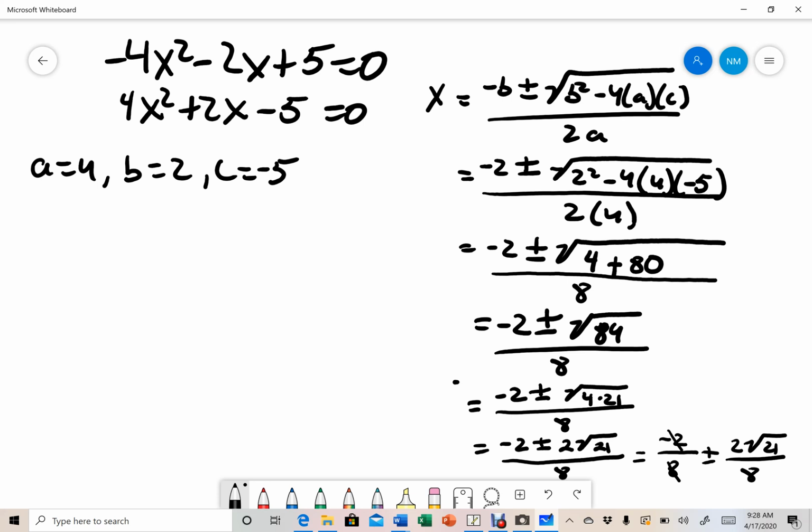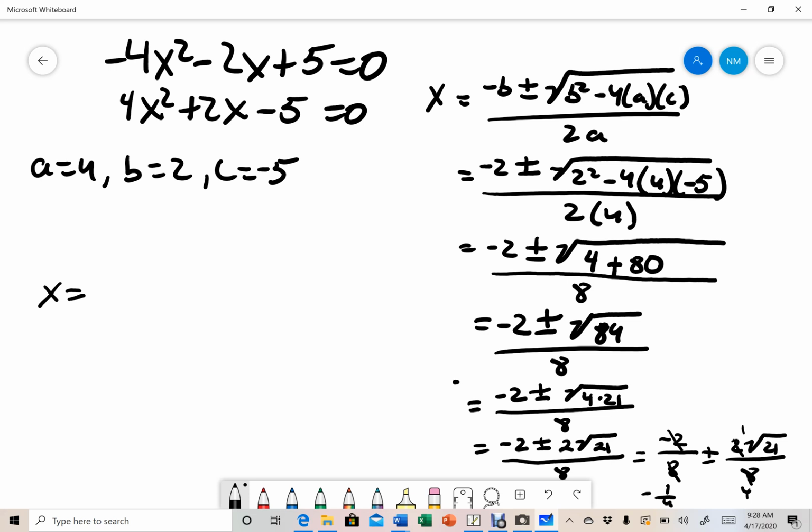2 goes into 8, that would be 1/4, negative 1/4, okay? And then 2 goes into 8, 1 and 4. Okay, so now I take this and I basically rewrite this, okay? So now I'm going to move over here. Okay, x equals, all right.